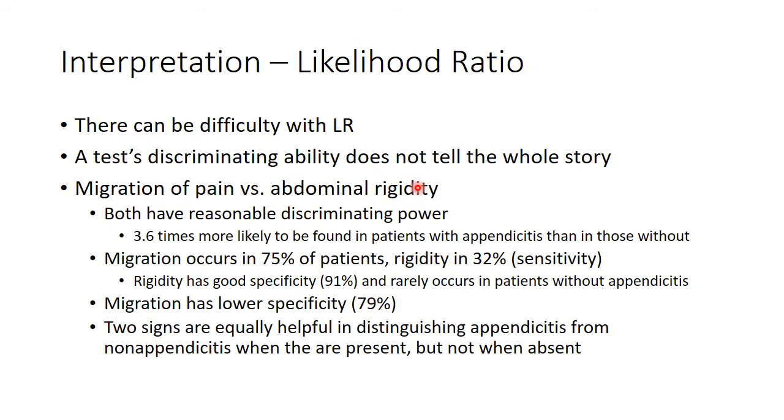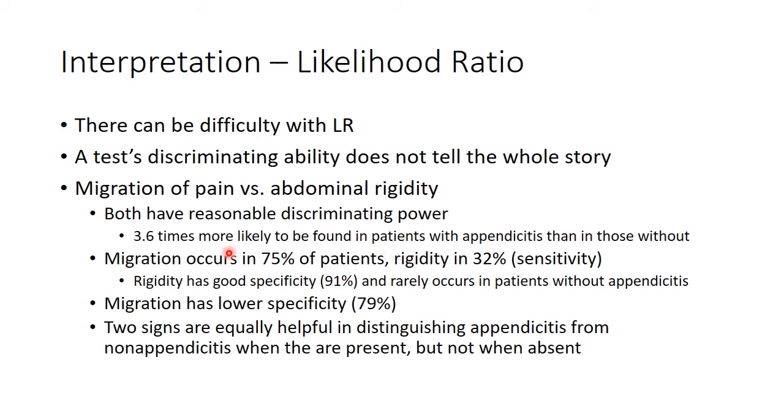There can be some difficulties when you're using likelihood ratio. Basically, the test's discriminating ability does not really tell the whole story. So in this case, if you're looking at migration of pain versus abdominal rigidity, both of them have a pretty reasonable discriminatory power. Again, if you have a positive test for each of these, they're 3.6 times more likely to be found in patients with appendicitis versus those without.